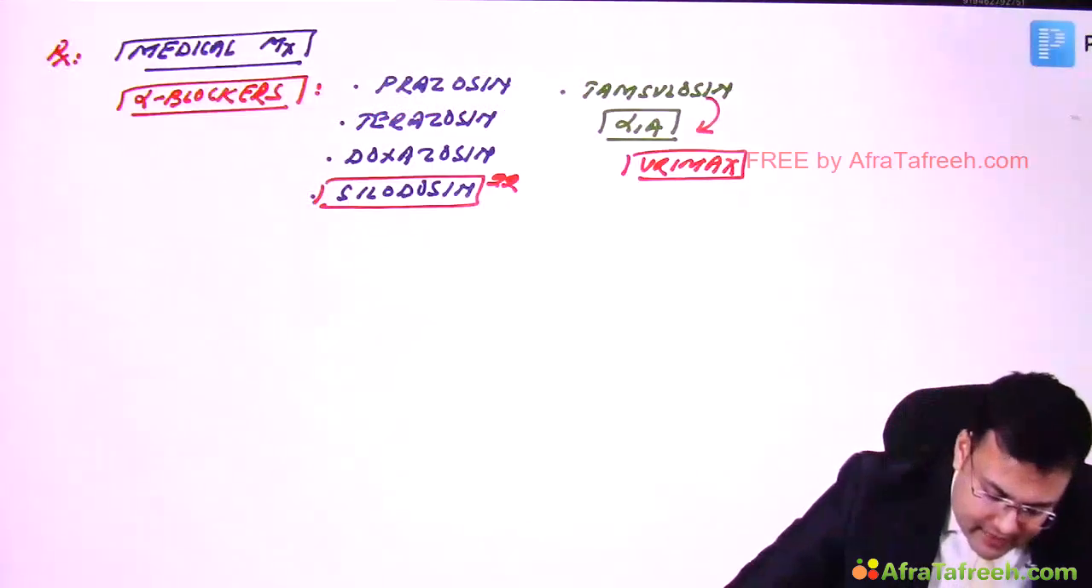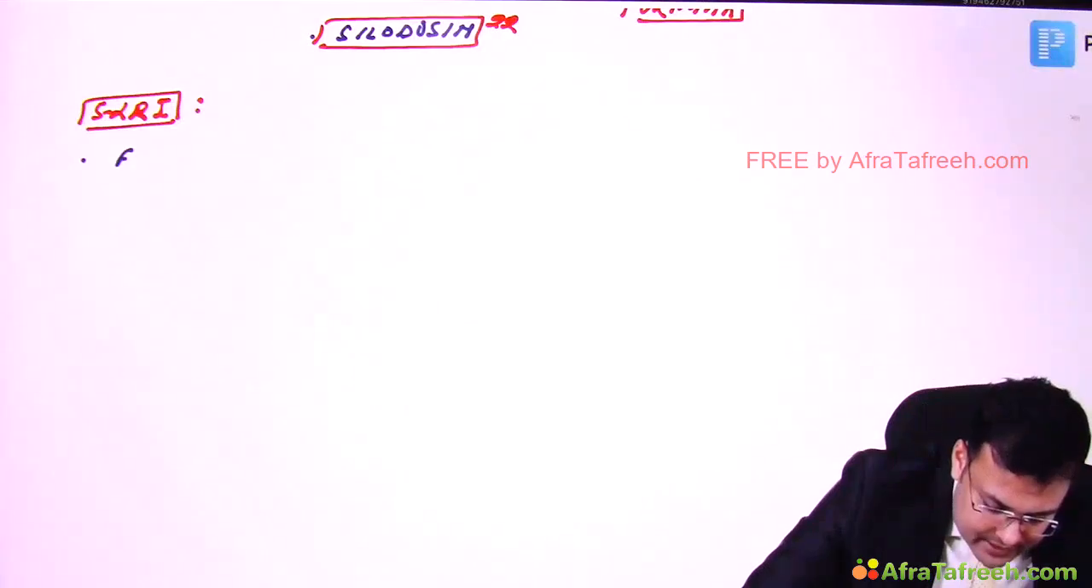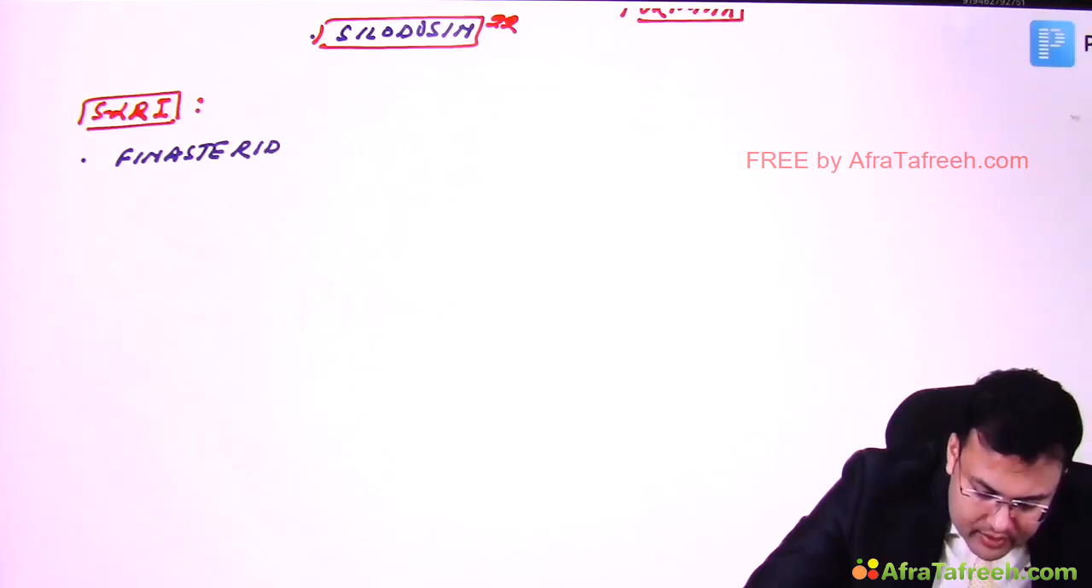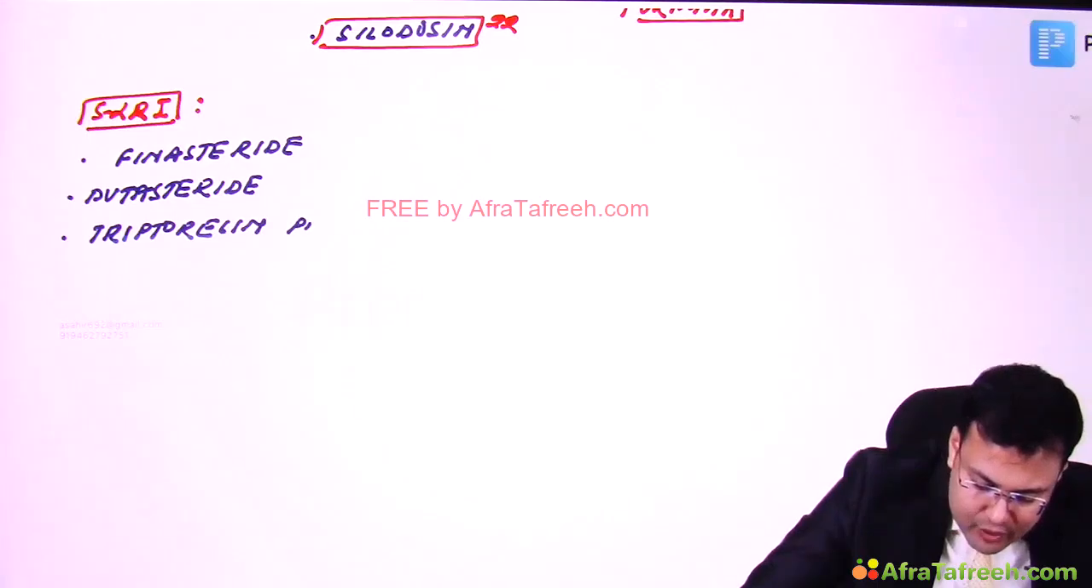The second group is 5-alpha reductase inhibitors. So what are the names of drugs which are used? Here we use finasteride, dutasteride and triptorelin pamoate.